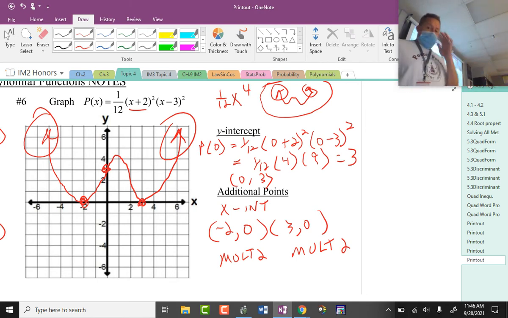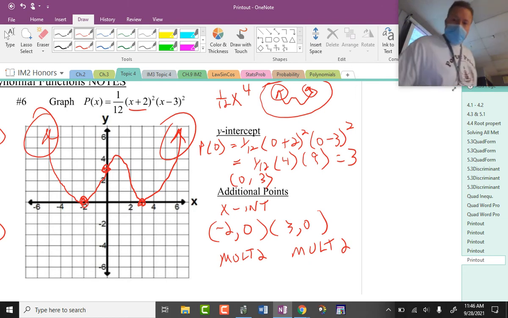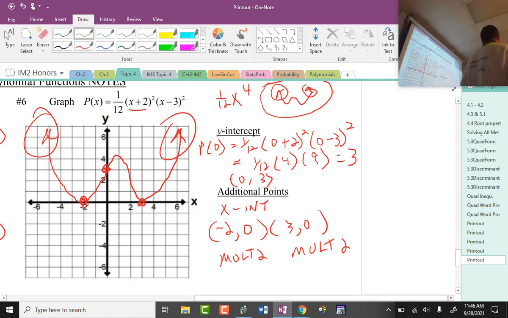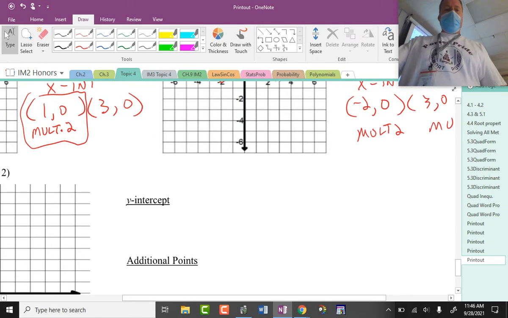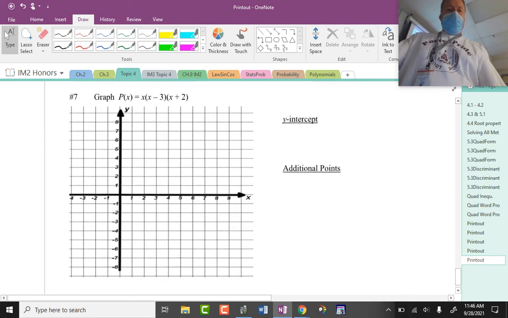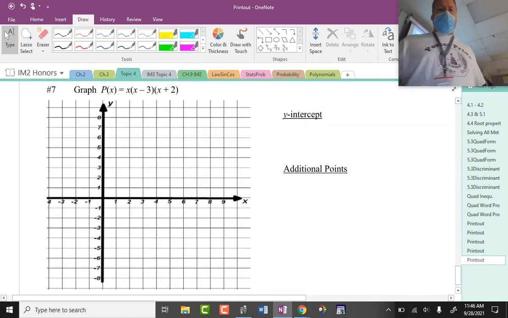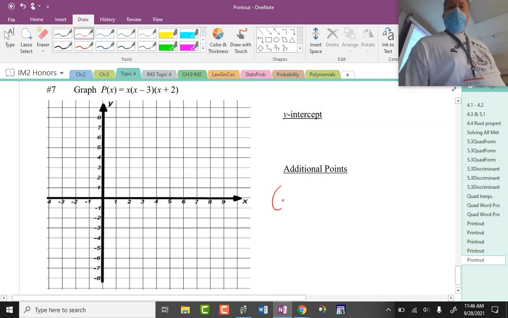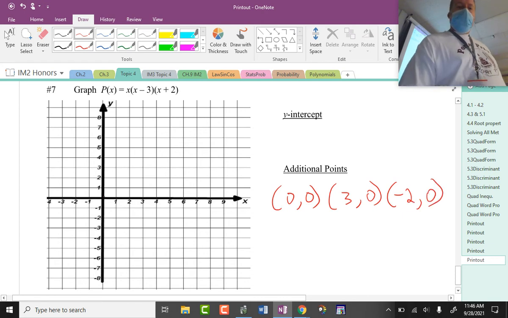Okay, hold off for a second and then go to the last one here. Now I think I'll leave it at that and open up the book and just see what we got going on with that. Okay, so real quick, we already talked about the x-intercepts. 0, 0, 3, 0, -2, 0. Do not forget about that 0, 0. It's the biggest mistake people make.